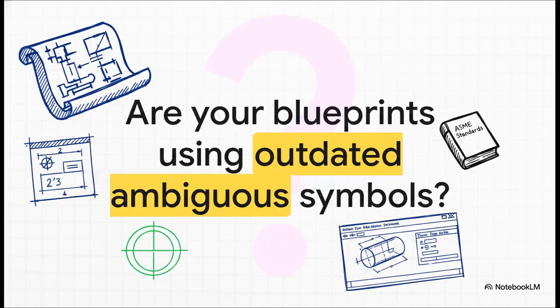So I'm going to leave you with this question to think about today. Are your current blueprints relying on outdated, ambiguous symbols that are quietly costing your shop time, money, and rejected parts? Really understanding controls like circularity and adopting the latest ASME standards is exactly how you fix that. Take these concepts back to your CAD files and start applying them right away. Next lesson, cylindricity, controlling the entire cylindrical surface.